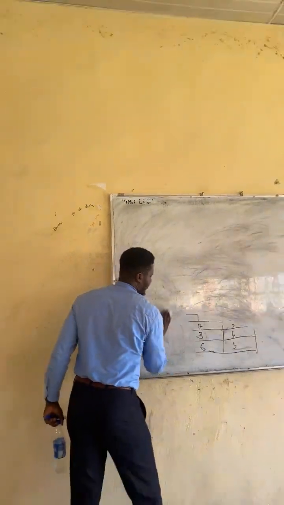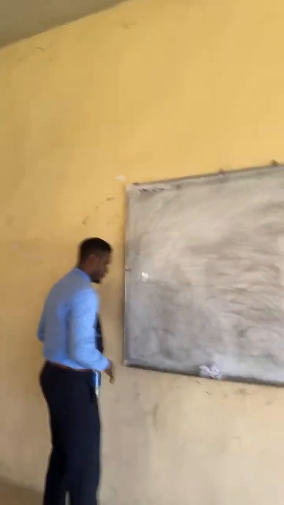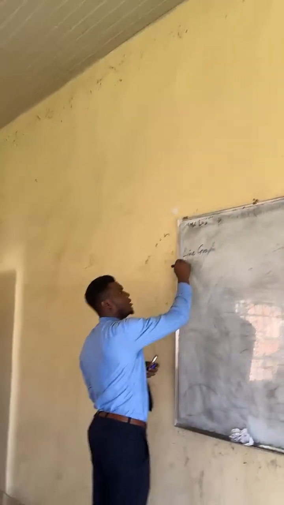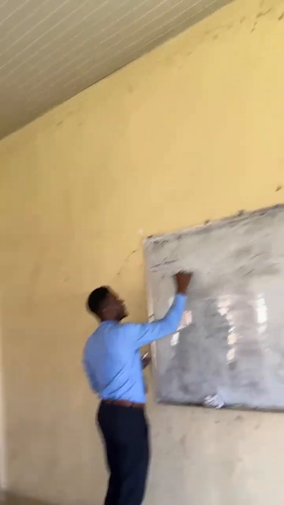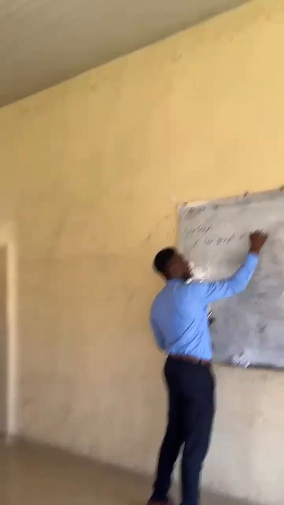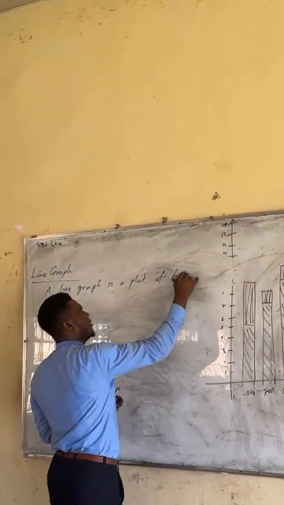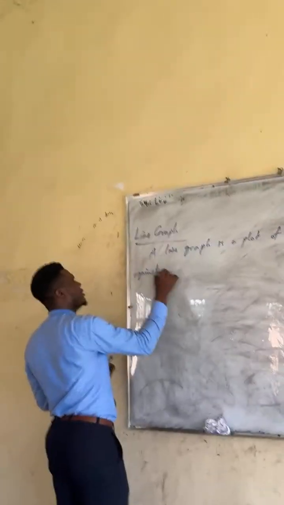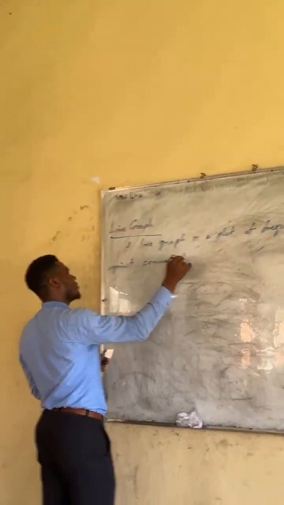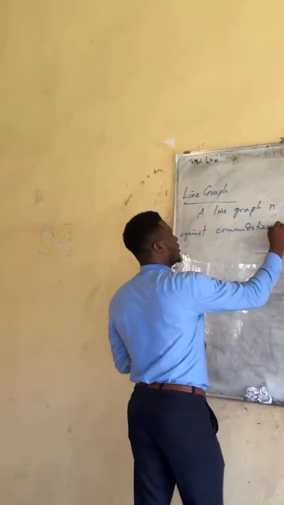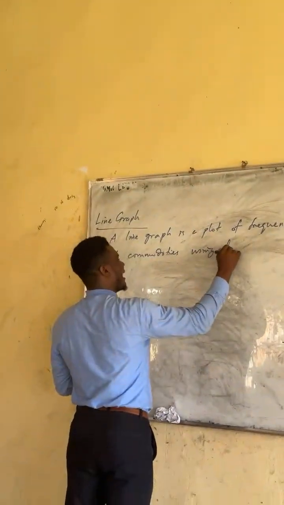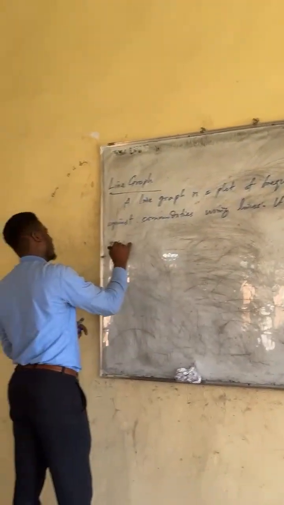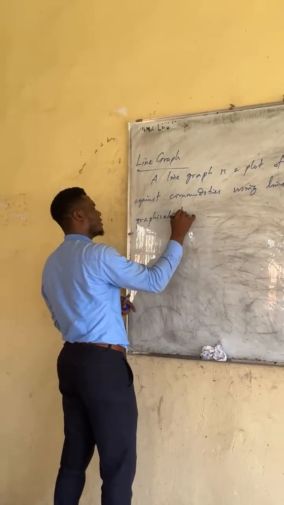A line graph is a plot of frequency against commodities using line. It is a graphical technique.